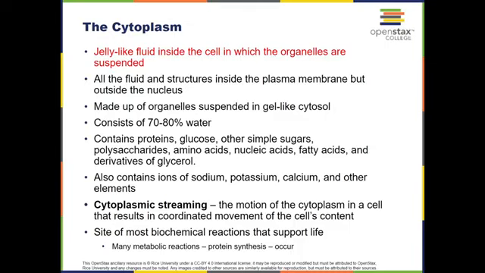It's mostly water, 70 to 80%. It might contain certain ions, certain breakdown products like monomers, maybe glucose, amino acids, nucleotides, or even fatty acids and glycerol. Ions would be sodium, potassium, calcium, other elements. And a lot of the cytoplasmic streaming that occurs, which is the motion of the cytoplasm in a cell that results in coordinated movement of the cell's contents, is carried out by the cell's cytoskeleton. So again, that cytoskeleton within the cytoplasm provides a lot of organization and shape to the cell.